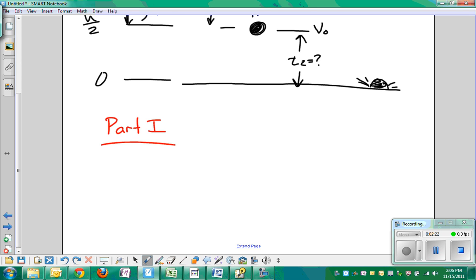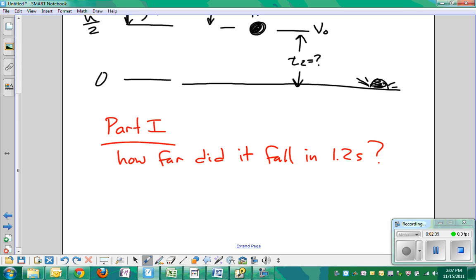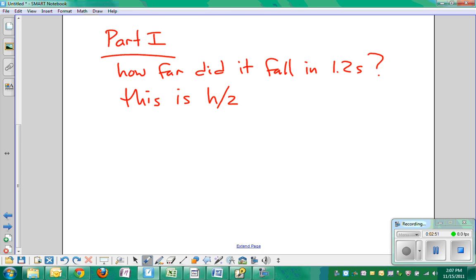Part 1, how far did it fall in 1.2 seconds? And we know that's from rest, right? All right. How far did it fall? Okay, this is h over 2, isn't it? Got that? All right. So how far did it fall in 1.2 seconds?